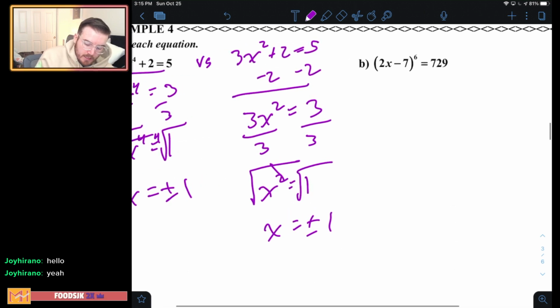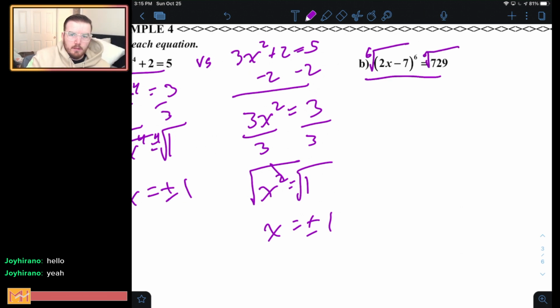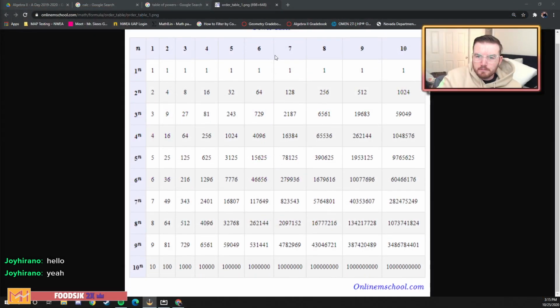Let's do it again. Taking a look at this problem here, immediately, how do we get rid of this power? We should take the 6th root. Because the 6th root will cancel out that 6, and then we're left with something pretty simple. And when you take the 6th root of 729, you end up with 3. Obviously, these problems are rigged to come out nice.